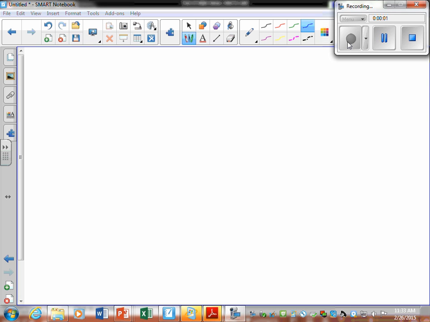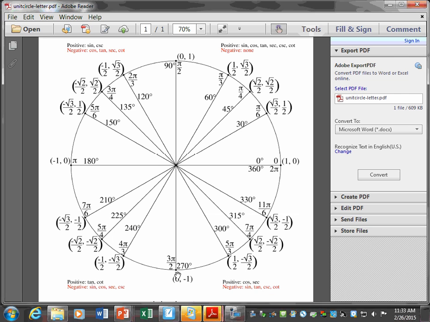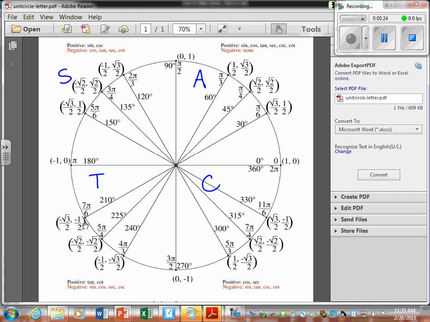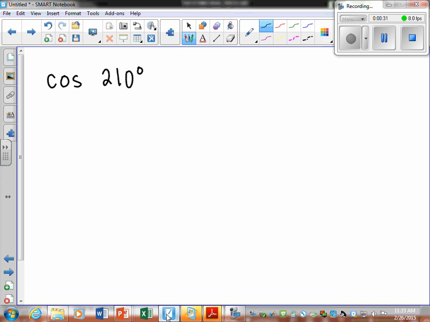Now that we have a completed unit circle and we have it as a tool to sit in front of us, we can answer some basic questions like what is the cosine of 210 degrees? So look on your unit circle, locate 210, and what is the cosine of 210 degrees? The x value, which is going to be negative square root of 3 over 2.